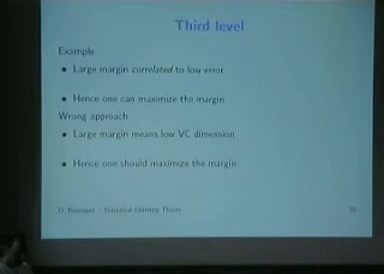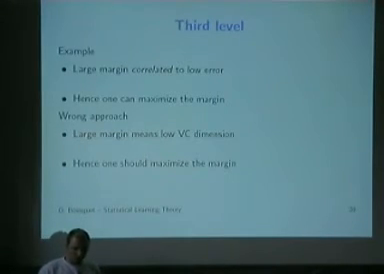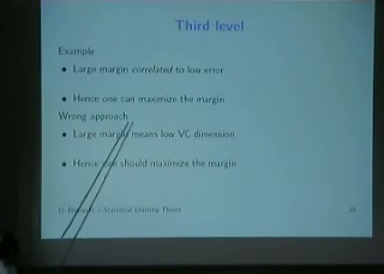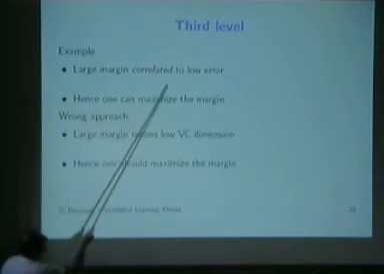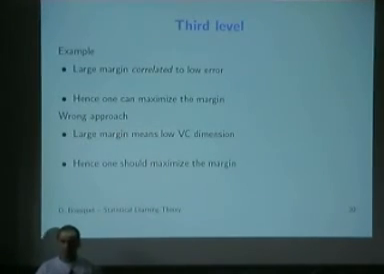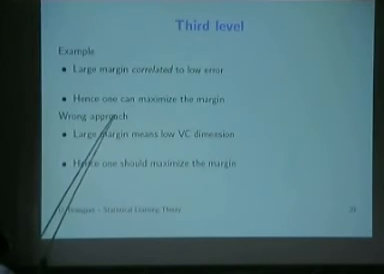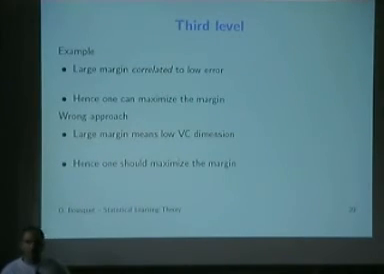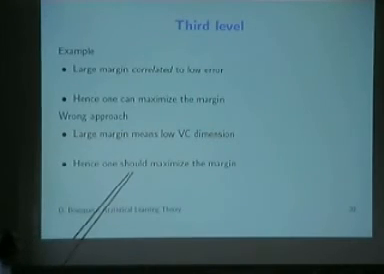I did not have time to plot a picture here, but if you look at several hyperplanes that have different margins, then you might see that large margin is correlated to low error of the hyperplane. Okay, so then fine. The algorithm is: let's maximize the margin, and hopefully we'll get a hyperplane which has low error. That's okay. We can do that.